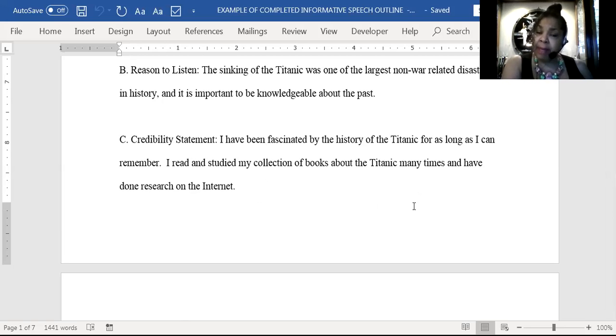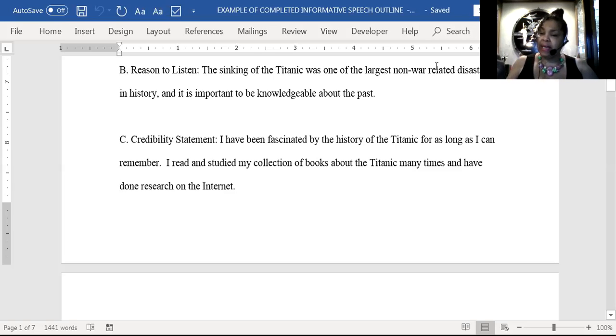I read and studied my collection of books. What does that collection include? Is it 20 books, 30 books, 40 books? Is it videos? Is it television specials? What exactly is it? I've read my collection of over 25 books over and over. I've watched videos, I've seen movies, I've read articles. Tell what you've done. I've taken a class. I've talked to people, I've interviewed, whatever it is, tell us so that we can say, wow, this person is really, really knowledgeable about it.